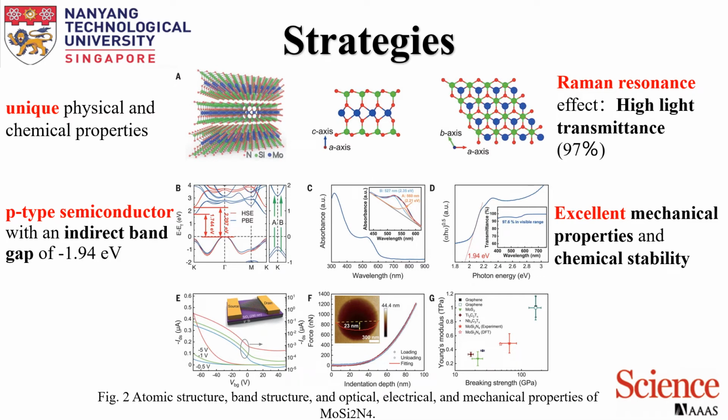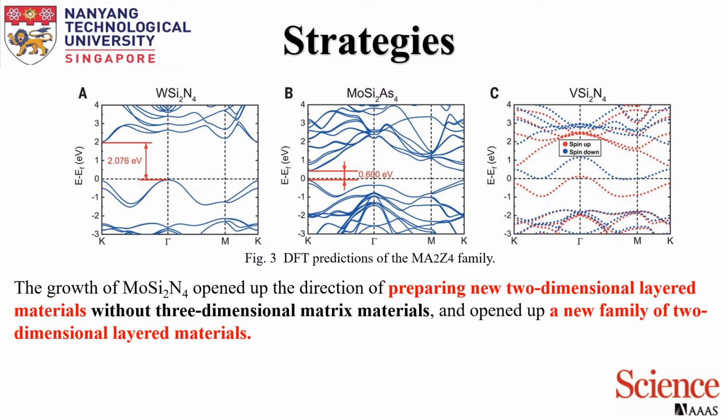Studies have shown that the single-layer molybdenum silicon nitride is a p-type semiconductor with an indirect band gap of 1.94 electron volts. It shows a Raman resonance effect under a 532 nanometer laser, and high light transmittance in the visible light range. At the same time, it has excellent mechanical properties and good chemical stability. The growth of molybdenum silicon nitride gives a direction for preparing new two-dimensional layered materials without three-dimensional parent materials, and opens up a new family of two-dimensional layered materials.